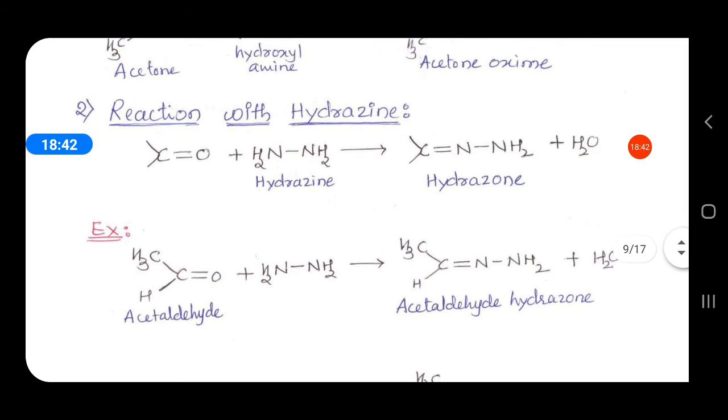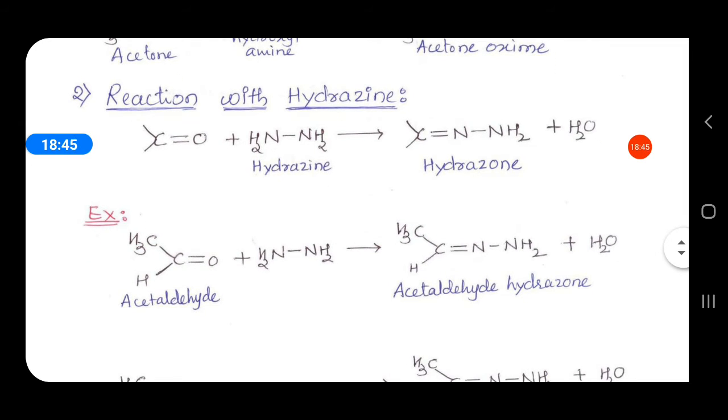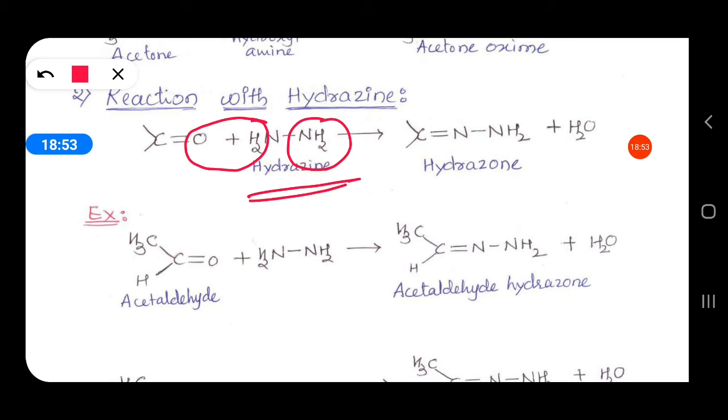The hydrogen of ammonia is replaced by an amine group, another amine group. So it is called hydrazine. Again, in between these two, a mole of water is removed. That mechanism we have already seen, and it forms hydrazones. So hydrazone is a yellow colored product.